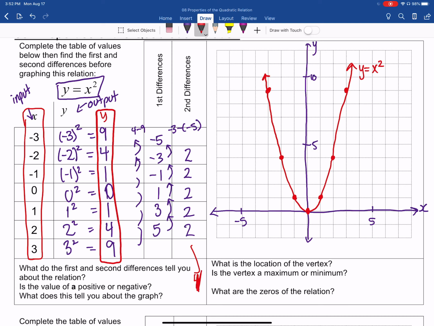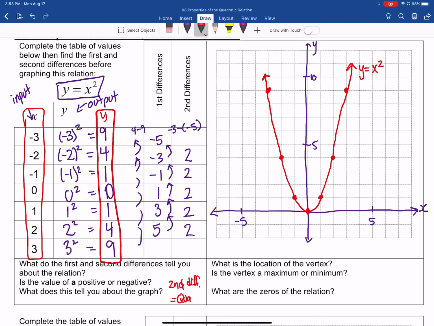Interesting. Jumping around on me. Okay. So second difference. Maybe I'll write it on the side here. How's that?